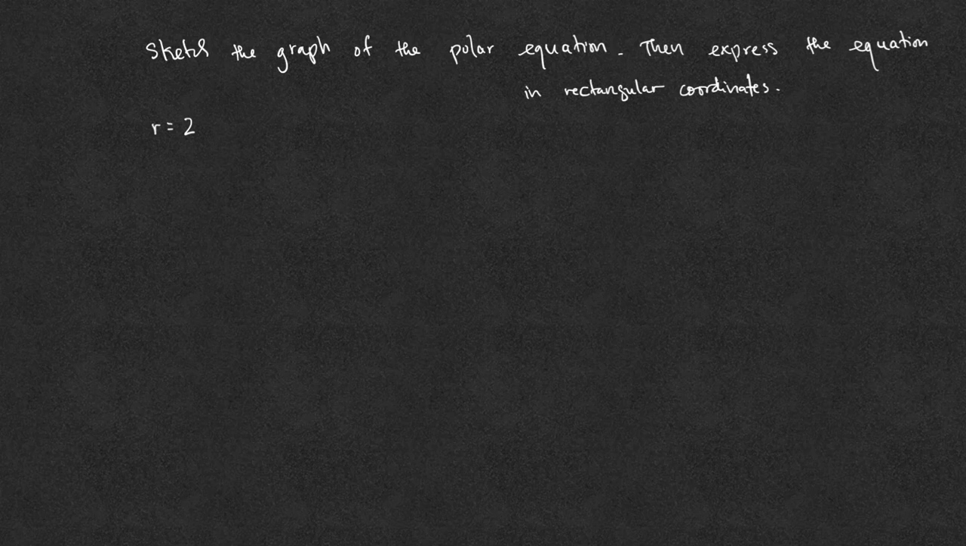Sketch the graph of the polar equation, then express the equation in rectangular coordinates. The equation is r equals 2. This is the equation in polar coordinates. First, we plot a few points.